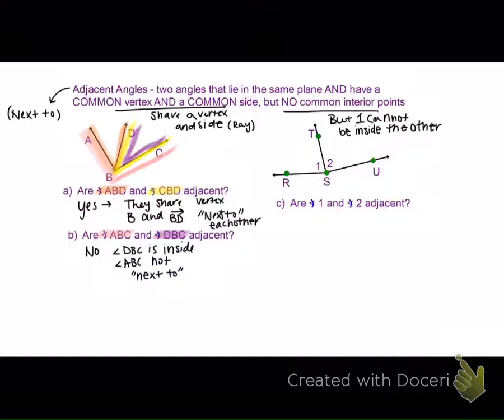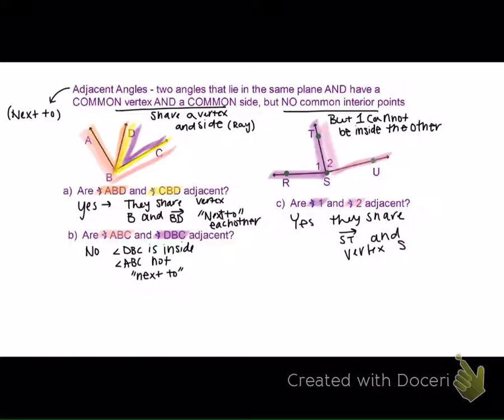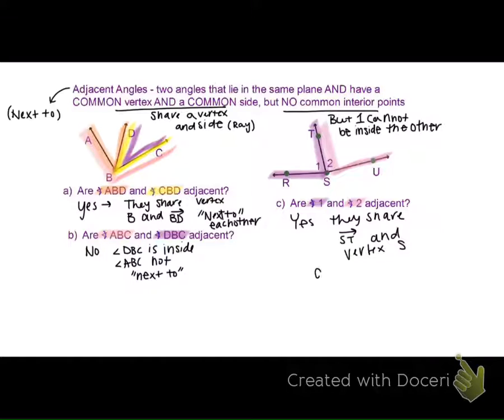Okay, we can also call angles by a number inside of the vertex, so that's what they're doing in this one. So it's asking if angle 1 and angle 2 are adjacent. Jordan, are those two adjacent? Yes. What ray do they share? ST. And what vertex do they share? S. And they are next to each other.